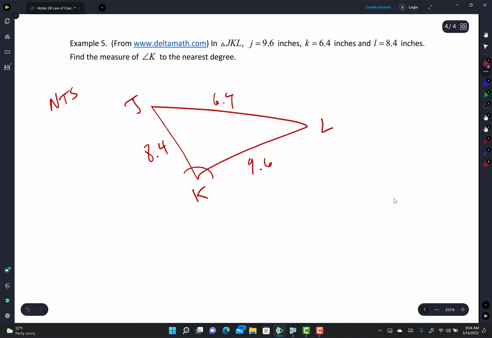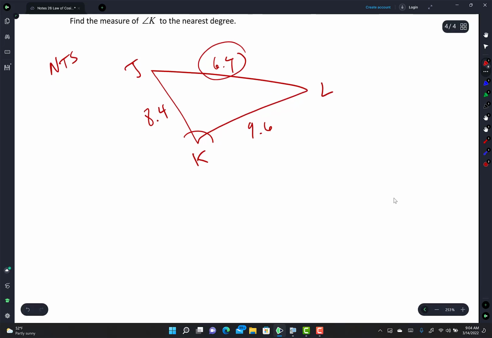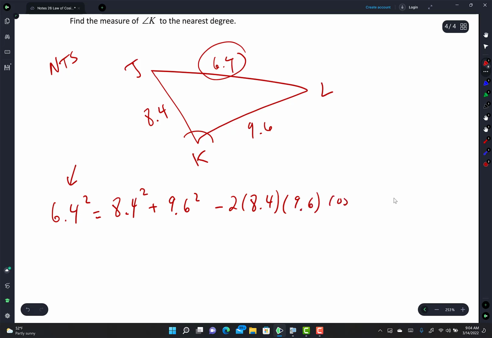Okay. Because they want angle k, this is the one that you're going to have on the outside of your equation, quote unquote. Does that make sense, guys? So I'm going to write 6.4 squared equals 8.4. There's what I mean by outside. You know, it's by itself. So 6.4 squared equals 8.4 squared plus 9.6 squared minus 2 times 8.4 times 9.6 cosine of k. They want you to find angle k. You already did. That's it. That's your pre-calc or geometry. The rest is just algebra.